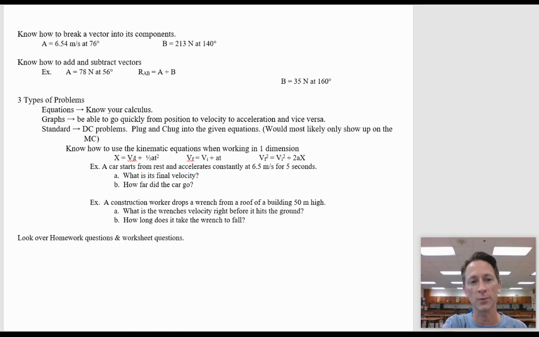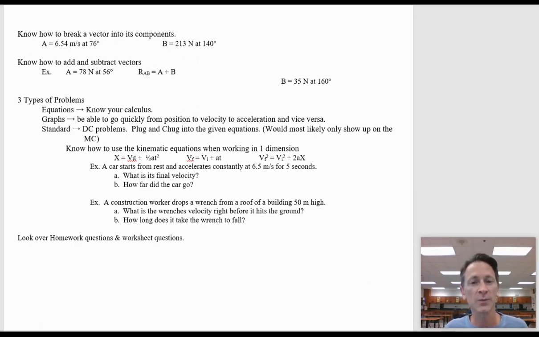Remember that if we're going to break our A and B up into components, we would break it up into an X and a Y component. Y is sine because X is cosine. So you take the magnitude times the cosine of the angle, which gives you the X component. The magnitude times the sine of the angle gives you the Y component. And then we would do that in order to add and subtract our vectors. Look back over your notes on how we did those.